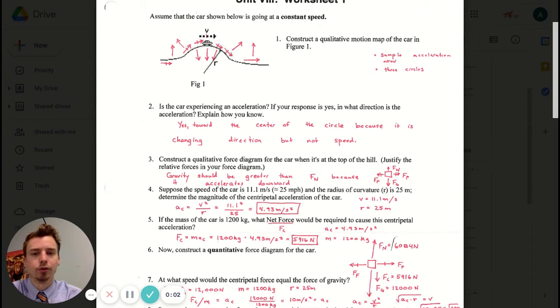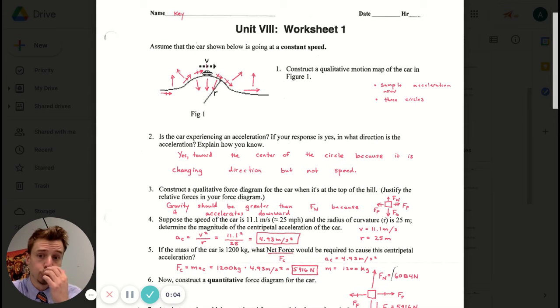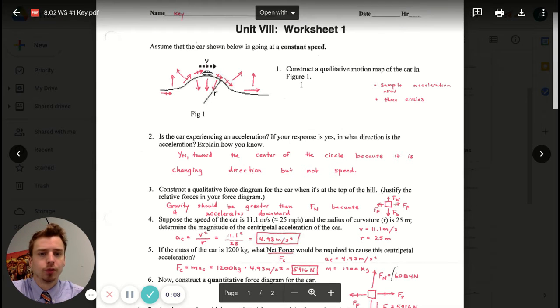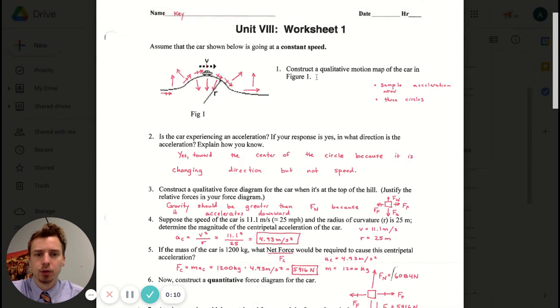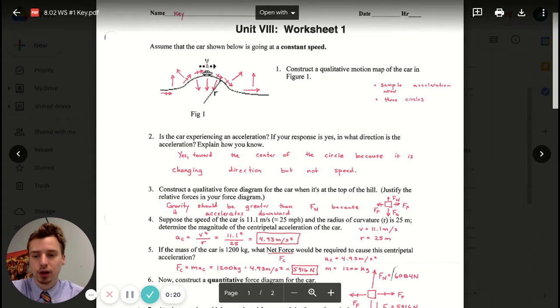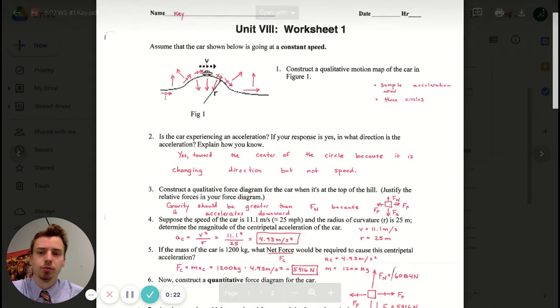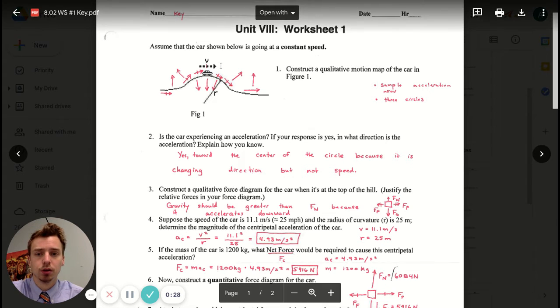In this video, I'm going to be going over the answer key for worksheet number 1 from our circular motion unit. The first thing that they asked you to do is to create a qualitative motion map in figure 1. For this one, I just drew my velocity arrows here with the tick marks to signify that it's going at a constant speed. Notice that these velocity arrows are changing what direction they're moving in, though, right?